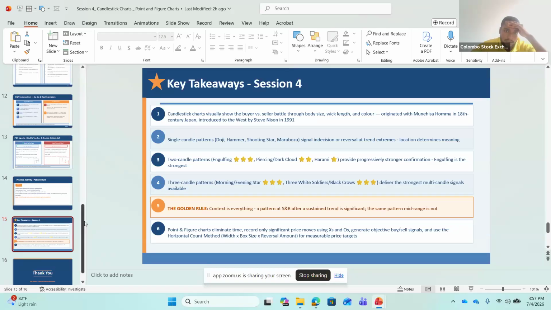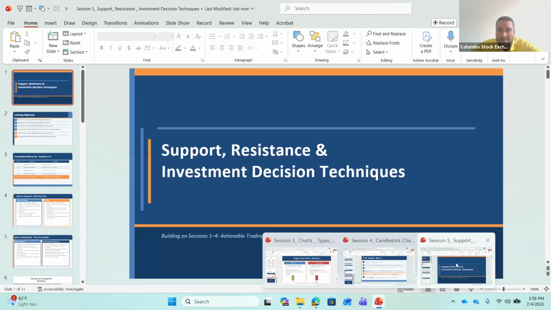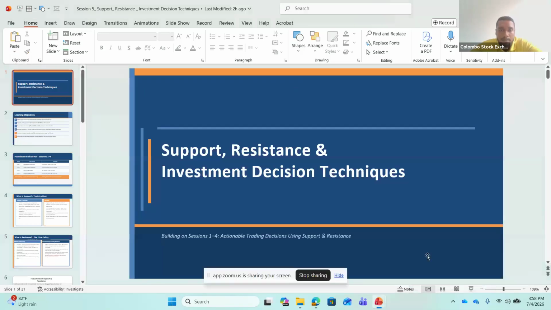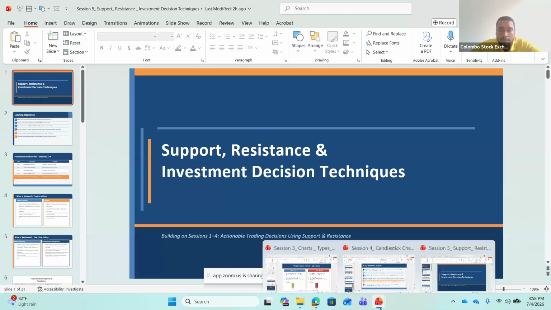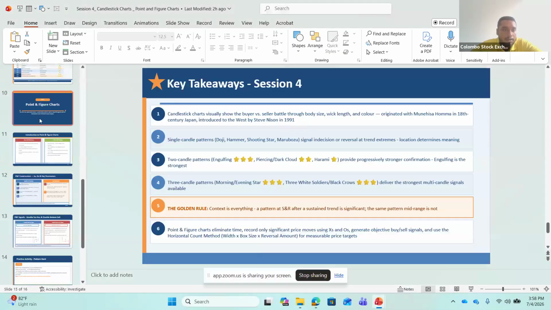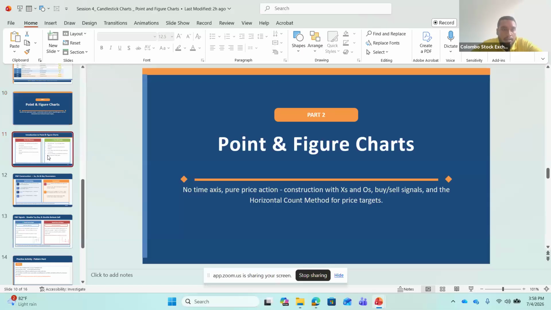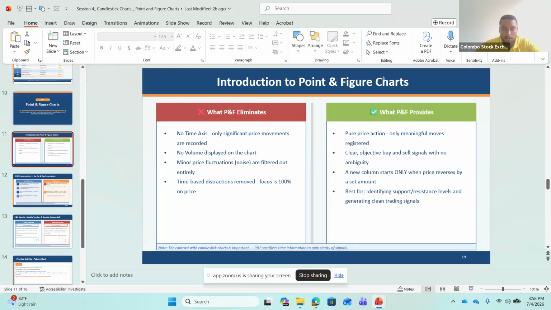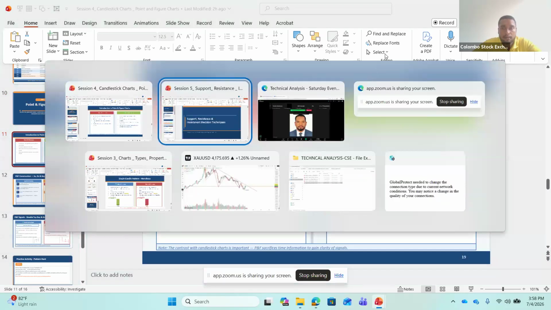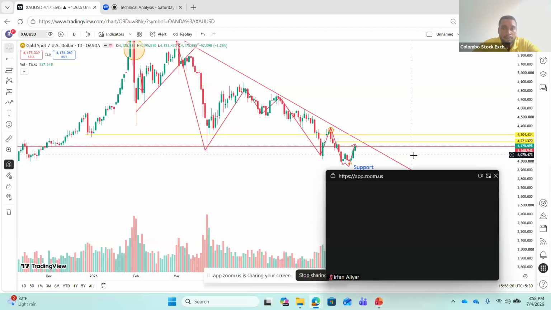So in this session, what we have discussed in detail was the candlestick charts and the candlestick patterns, right? Then we also have another chart type called point and figure. So these point and figure charts, you can also select by changing the chart type.